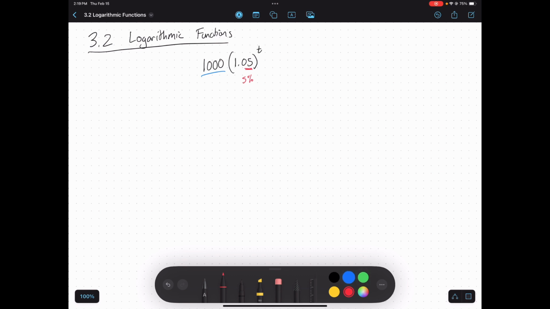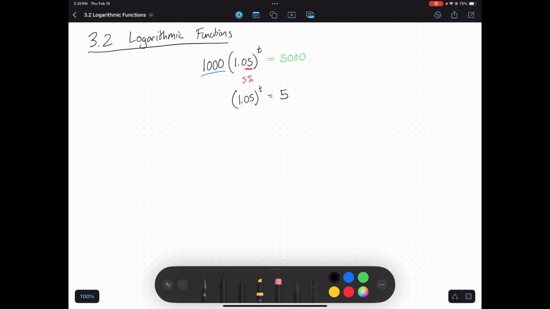Well, what would that mean I would do? That means I would set this equation equal to 5,000. Okay, well, I can divide both sides by 1,000, but what I end up with is 1.05 raised to the t equals 5. How do I solve something like this? I can't use any of my basic operations to get t by itself because t is up in the exponent. So how do I get it down from being in the exponent? Well, this is where I need logarithmic functions.